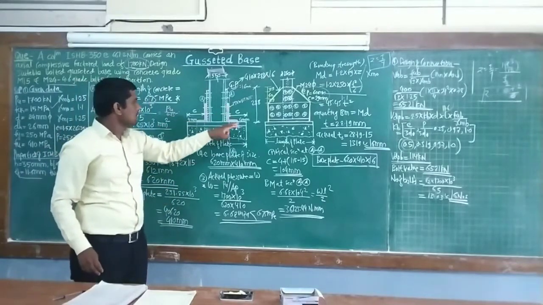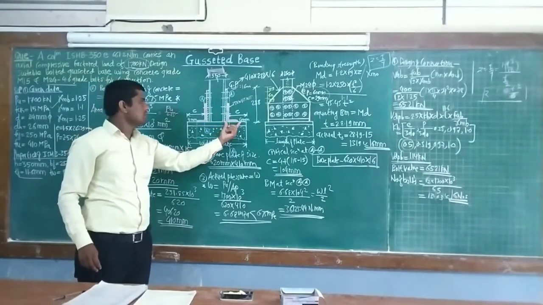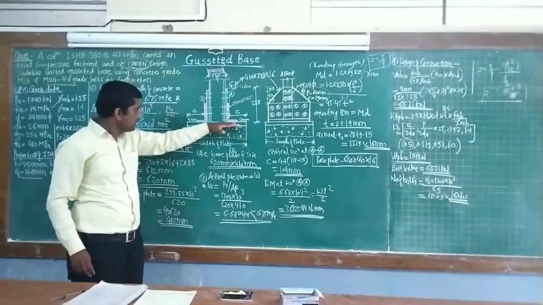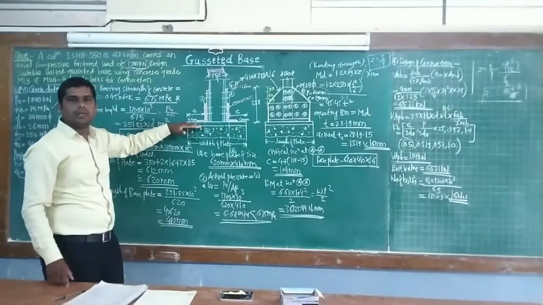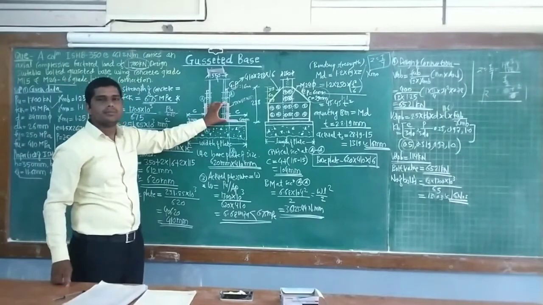So we can place it like this. The normal leg is connected to the gusset plate and to the column section, and the outside leg is connected to the base plate or concrete section. So we keep the normal leg to the connection or to the gusset plate.